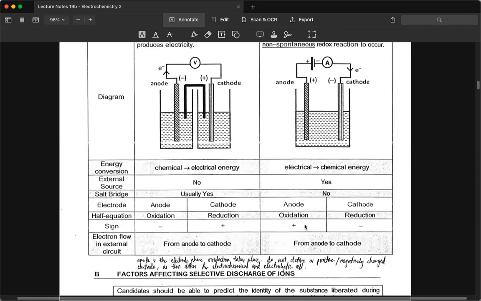The oxidation occurs at the anode. It is actually a positive sign because it corresponds to the positive sign of the battery. So that's where electrons are flowing towards. Okay, so it follows the battery. The cathode will be negative. That's where electrons are flowing towards. It's coming out from the battery's negative terminal.